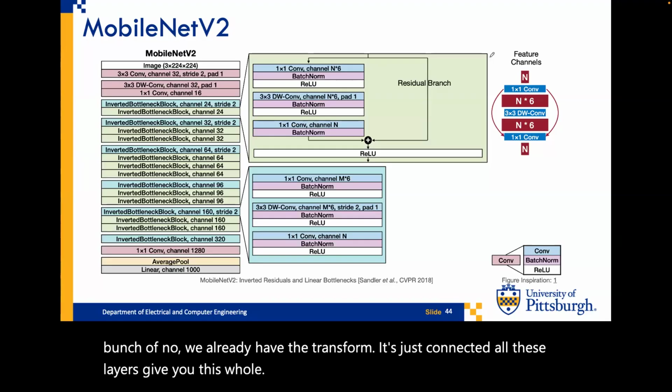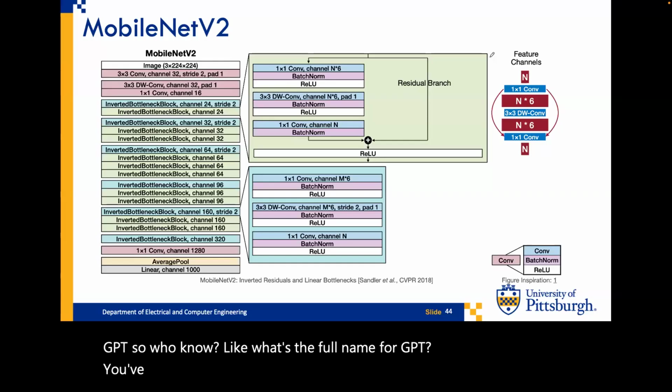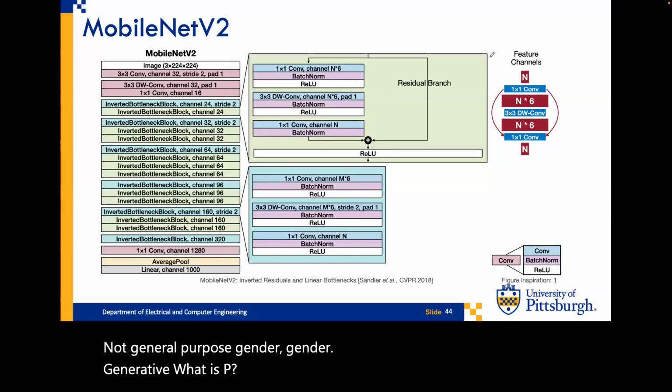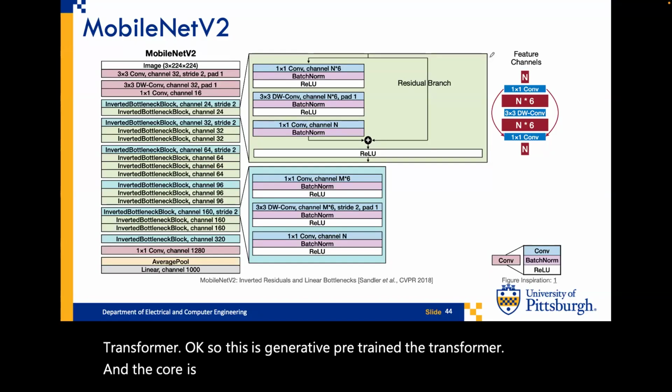So who knows what the full name for GPT is? You've been using it all the time. What's the name of GPT? G is what? General purpose transformer? Not general purpose. Generative. What is P? Pre-trained. What is T? Transformer. Okay, so it's a generative pre-trained transformer, and the core is that transformer architecture.